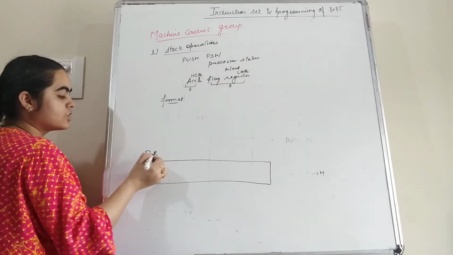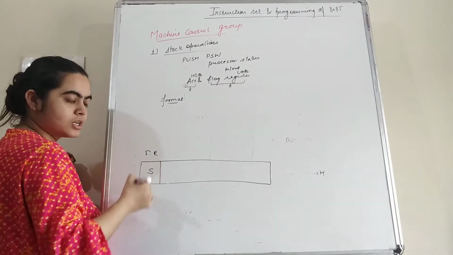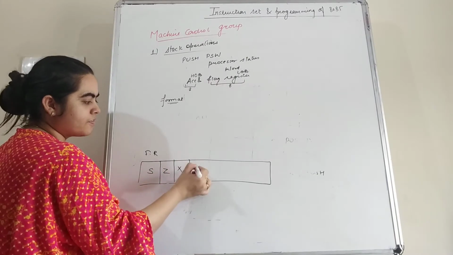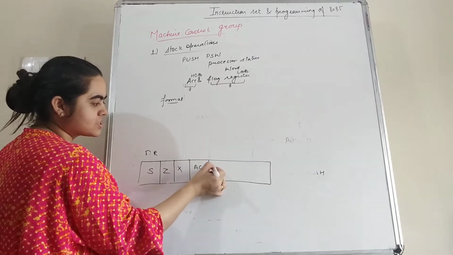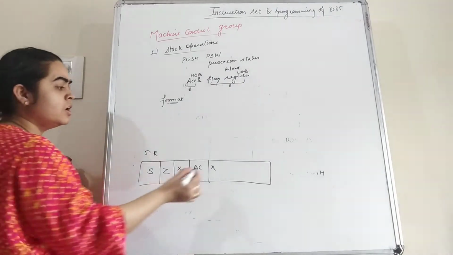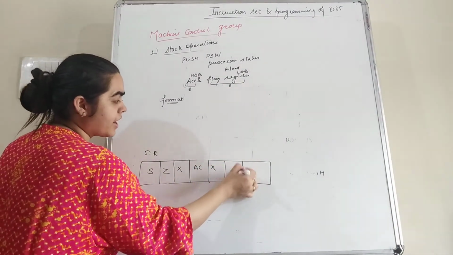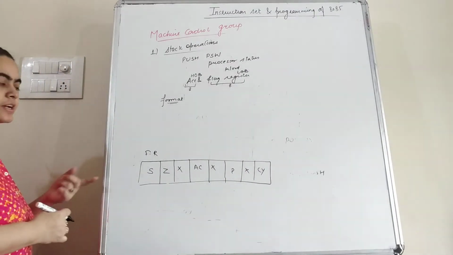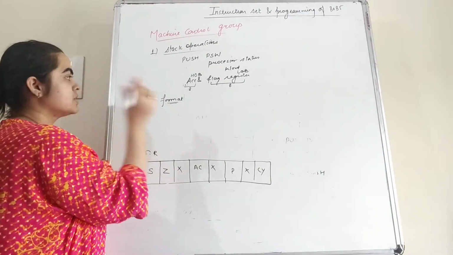So students, in case of flag register, the initial bit is the sign bit, after that we have the zero flag, then undefined, after undefined we have auxiliary carry, then we have the parity flag, and after that we have a carry flag. So this is the syntax of the flag register. Now you can see the format.